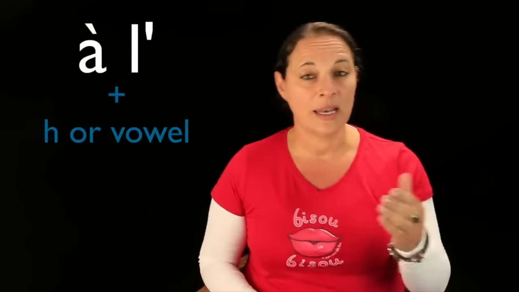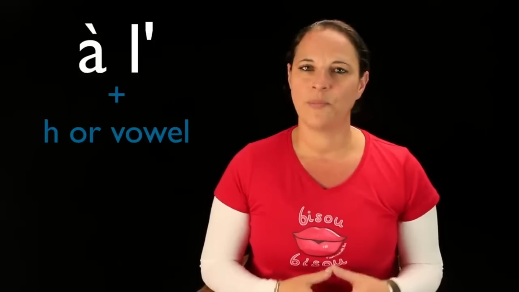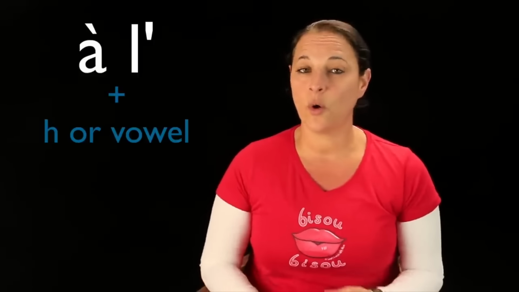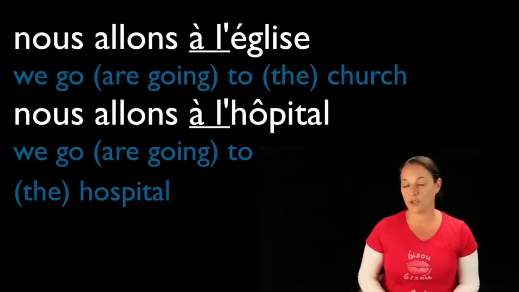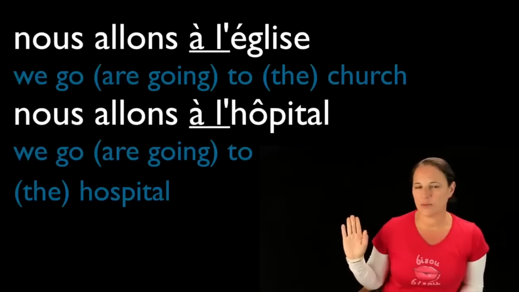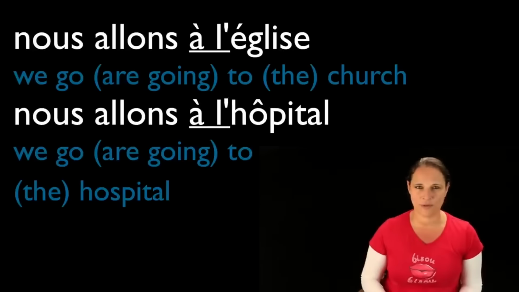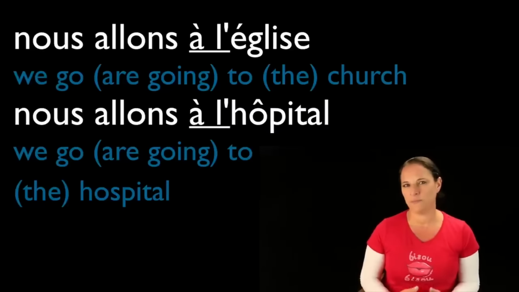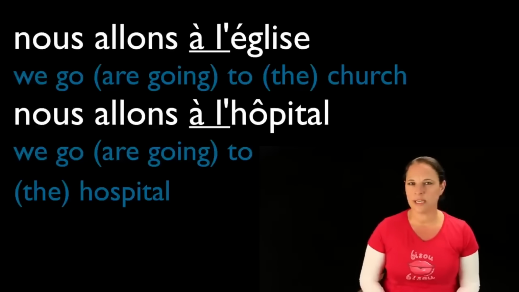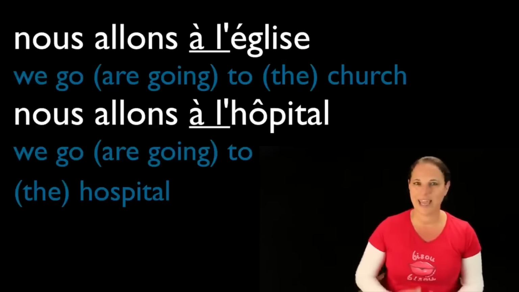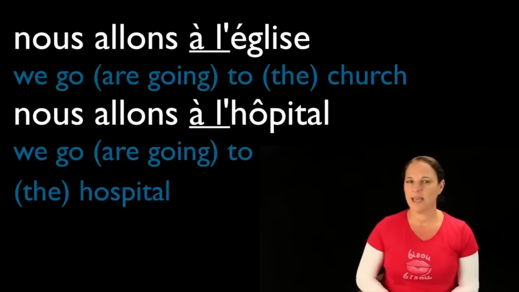Now, another example, on to the second way of saying to the: à l', and like I say, only when using a word that begins with an H or a vowel. So, two examples here. We could say, we are going to church, nous allons à l'église. Now notice that we don't say le or la, we say l' because église begins with a vowel. If you want to say we are going to hospital, nous allons à l'hôpital. Okay, again, l' because hôpital has an H.